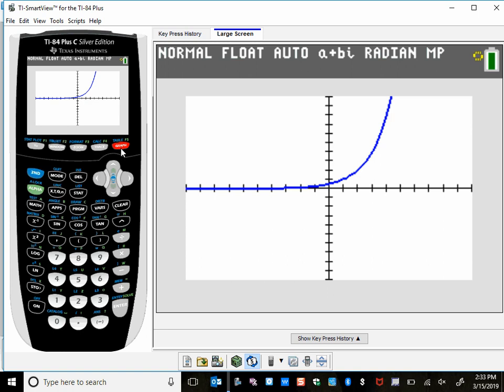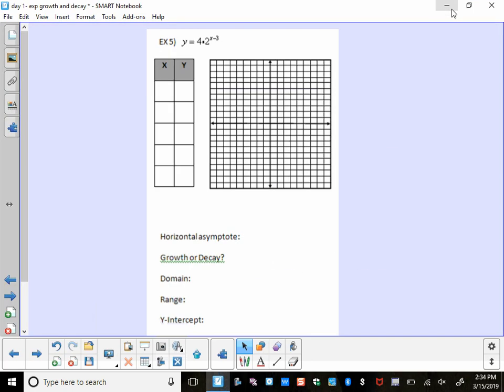All right, sweet. So I'm going to plug in a few things. I'm going to put in my x values of 0, 1, 2, 3, and 4. So I'm going to look at your table. For 0, what do you have for your y value? Good. What about 1, 2, 3, and 4? 8.